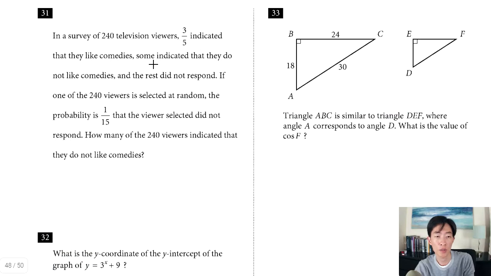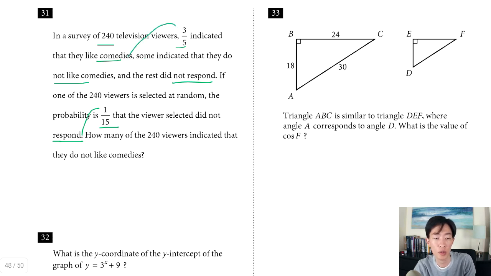Question 31, in a survey of 240 television viewers, 3/5 indicated that they like comedies. Some indicated that they do not like comedies. The rest did not respond. If one of the 240 viewers is selected at random, the probability is 1/15 that the viewer did not respond. How many of the 240 viewers indicated that they do not like comedies?